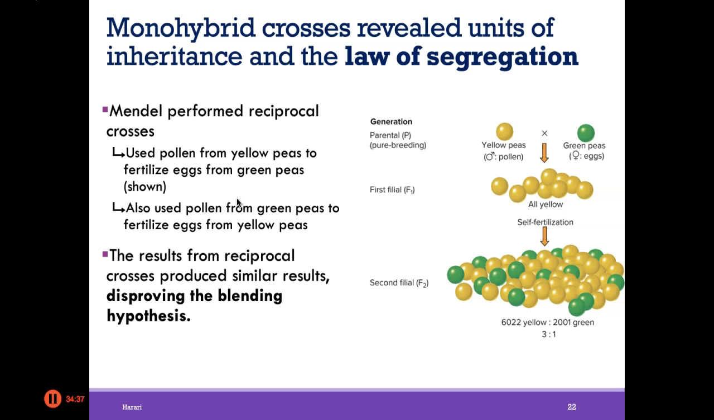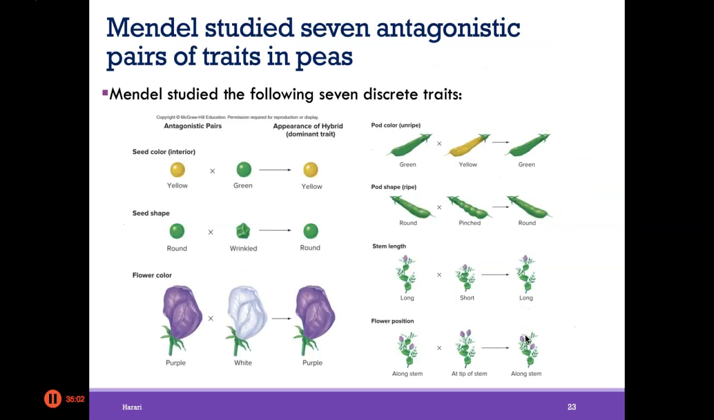Because if blending were true, you would expect the peas to get lighter and lighter green until they're all a kind of greenish yellow. But this was definitely not true. This confirmed the presence of discrete units of inheritance, and that in fact these units separate from each other. They segregate from each other and they can come back together during fertilization. So these were very, very impactful experiments.